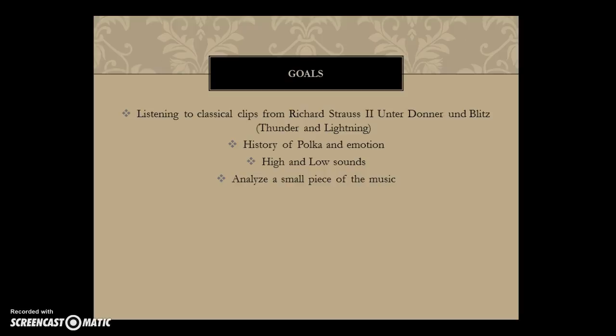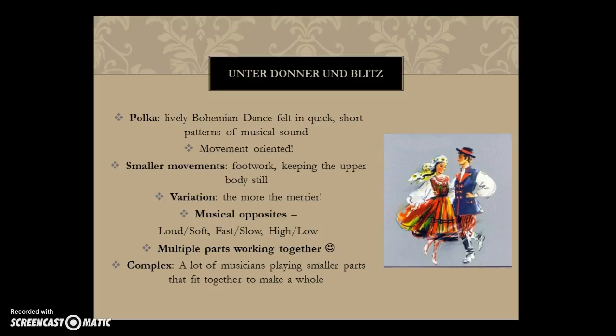Unter Donner und Blitz. So to begin, Unter Donner und Blitz is a polka, and a polka is a lively Bohemian dance that is felt in quick, short patterns of musical sound. So it is very movement oriented, as you can see in the picture to the right. There are many colors that come with this type of dance. It's very showy. It loves to have that complexity in not just the dance, but in the show as well, in the colors that the people are wearing, in the number of people that are dancing.